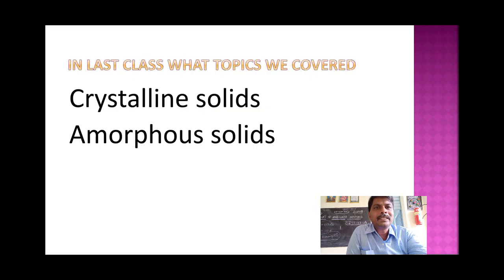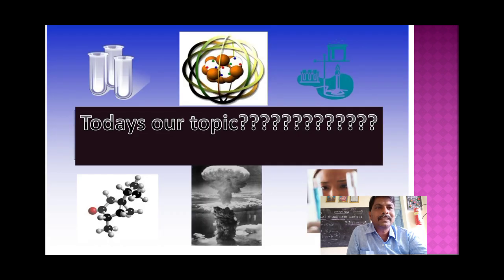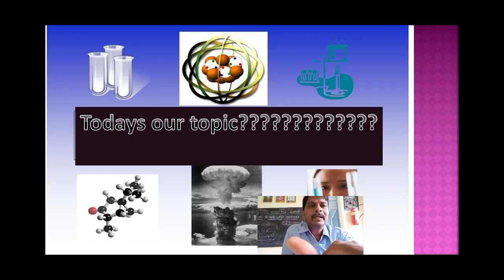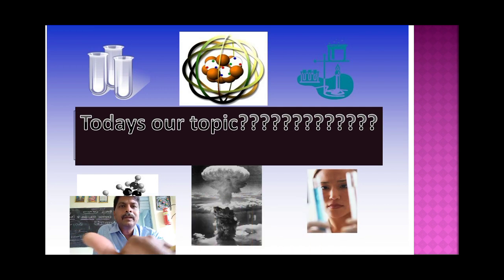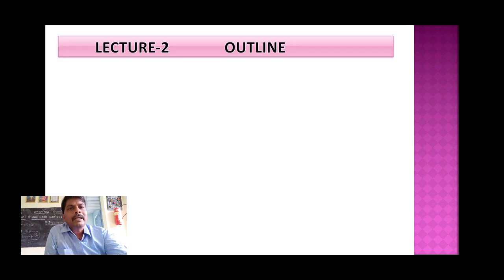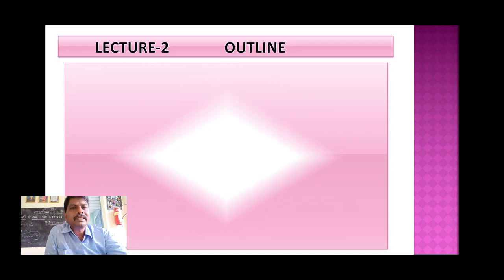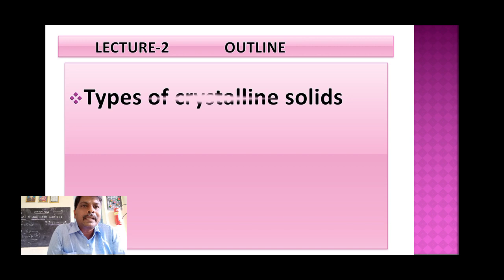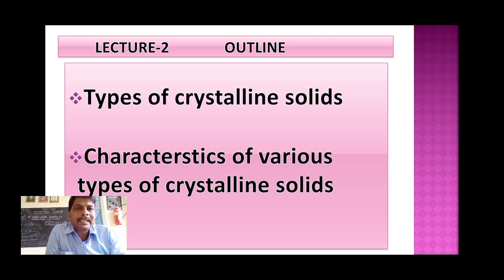Yesterday we discussed what is meant by solid, what are the types of solids, crystalline solids, amorphous solids, and their characteristics. Today we are going to discuss various types of crystalline solids and their characteristics.